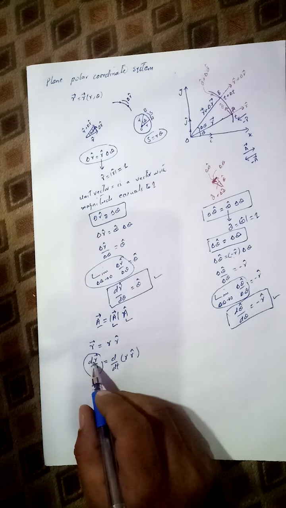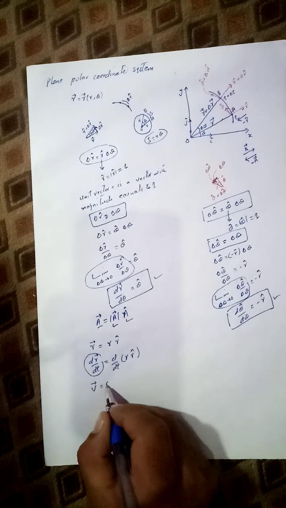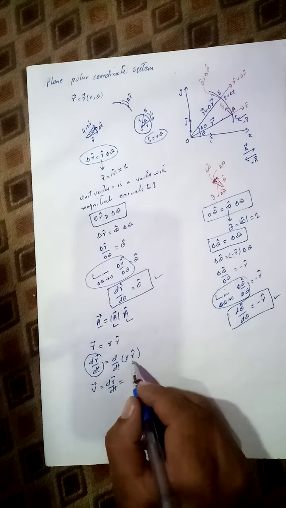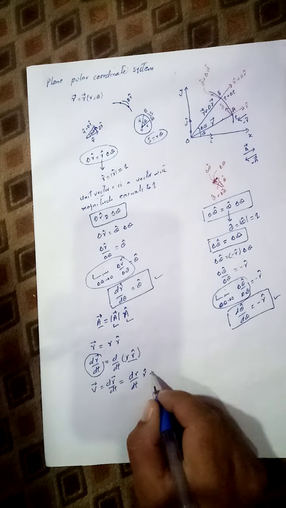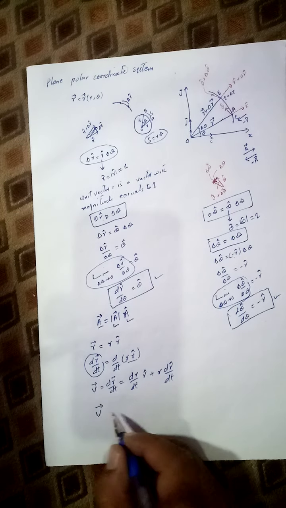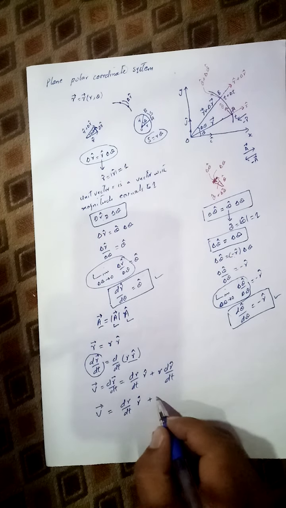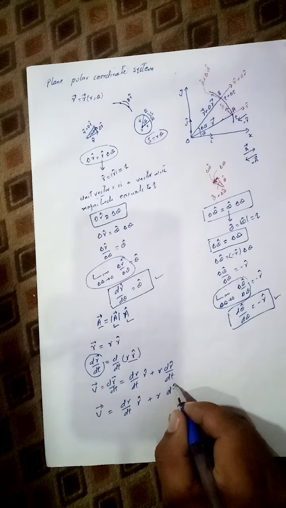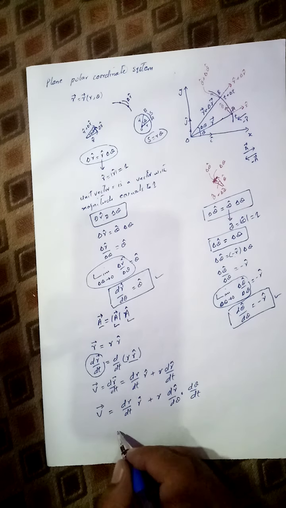Now this side, dr over dt, the rate of change of position vector, the rate of change of displacement, will give us the velocity, which is dr over dt, which is equal to, now apply this operator on this quantity, we get dr over dt times r cap plus r dr cap over dt. Now velocity will be equal to dr over dt times r cap plus r times dr cap over dt, which I can write like this, dr cap over d theta times d theta over dt.